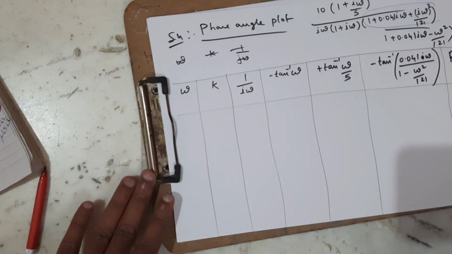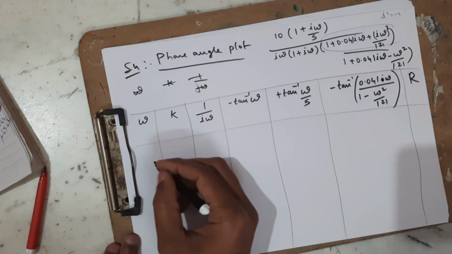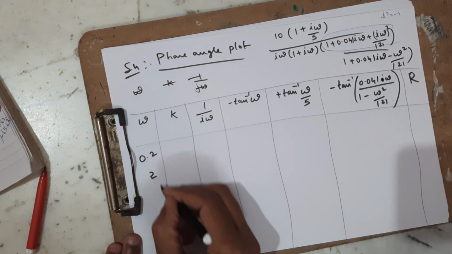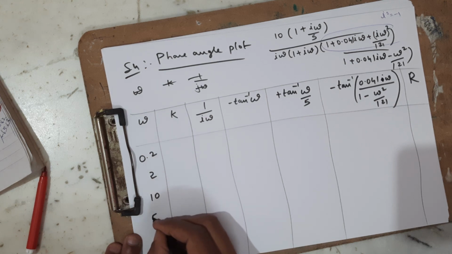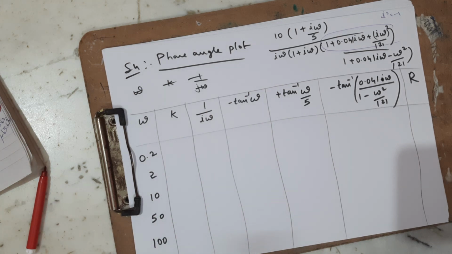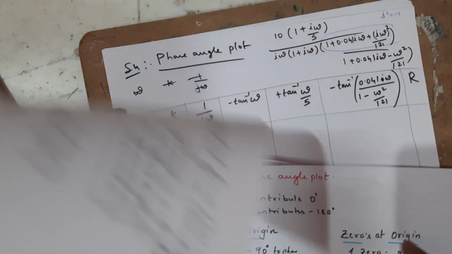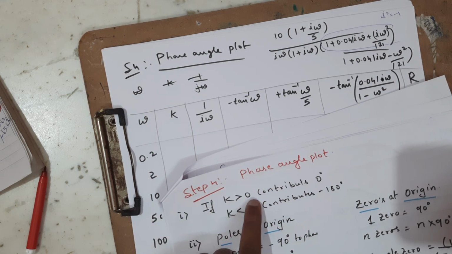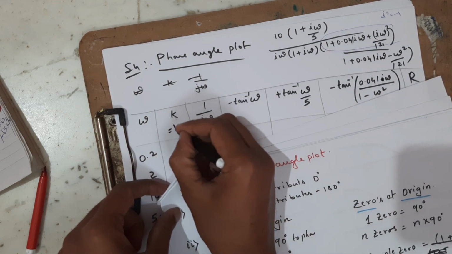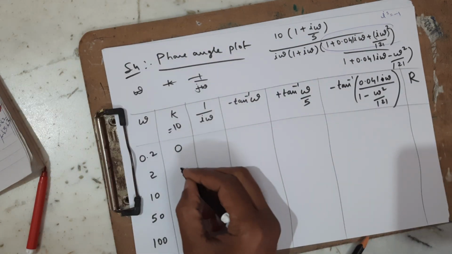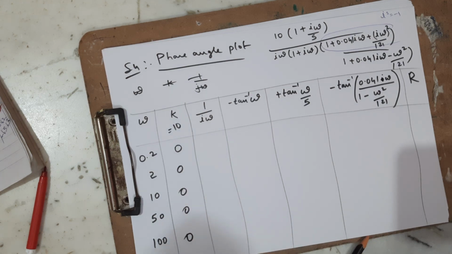Now I am going to vary the value of omega as 0.2, 2, 10, 50 and 100. So I am going to vary these 5 values. As we all know, what are the contributions for the phase angle part? The first factor, k, is greater than 0. Here the k value is equal to 10. What is the contribution of this? It will be 0 degree for all values of omega: 0, 0, 0, 0.